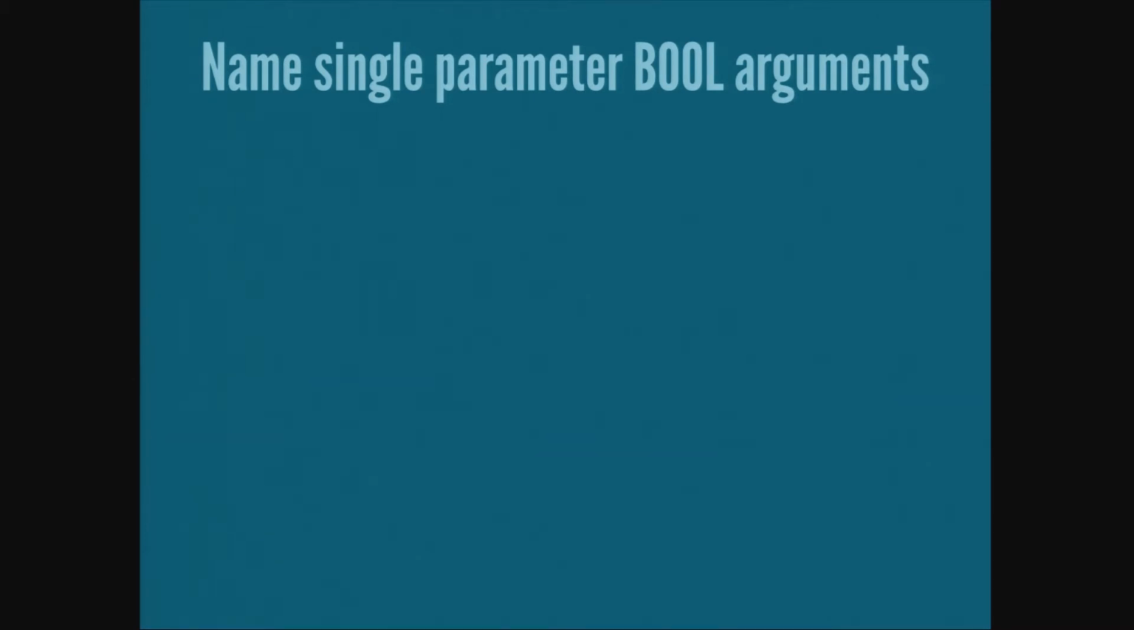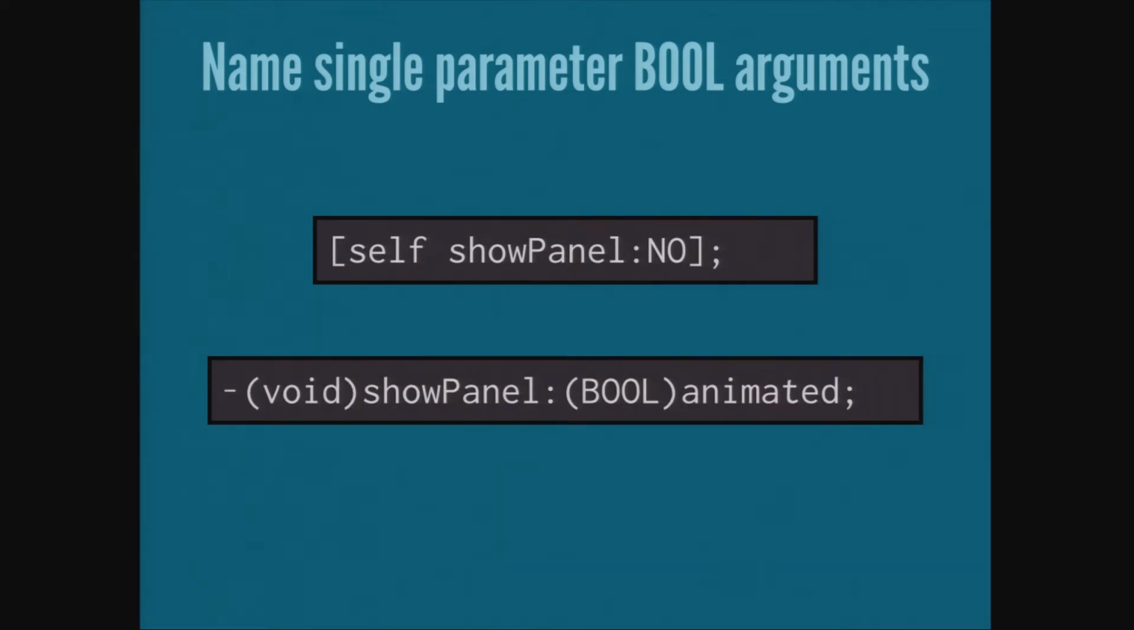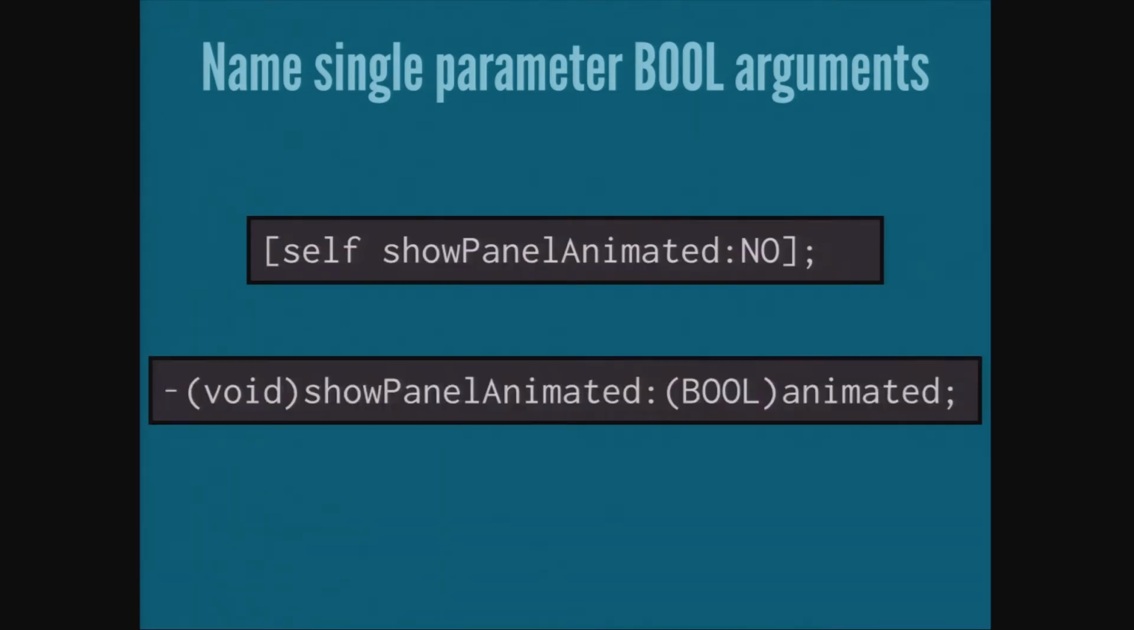You should always name your single parameter bool arguments. So what I mean by that is sometimes you see code that looks like this. self showPanel:NO. What does that mean? Does that mean I'm hiding the panel? No, it means I'm not animating the show panel. So what you should do for this is have showPanelAnimated, right? And you've seen this in the Cocoa Touch framework. You see this all over the place where they'll say showPanelAnimated or dismissModalViewControllerAnimated. That's much more descriptive.